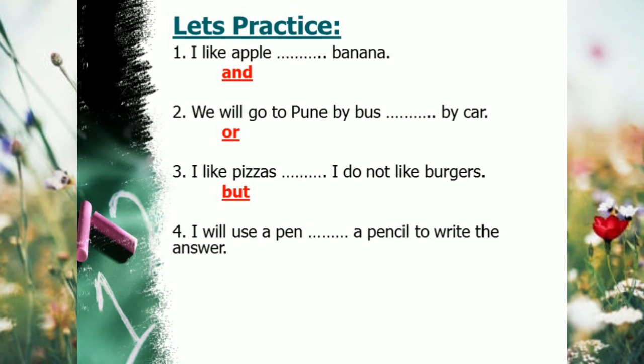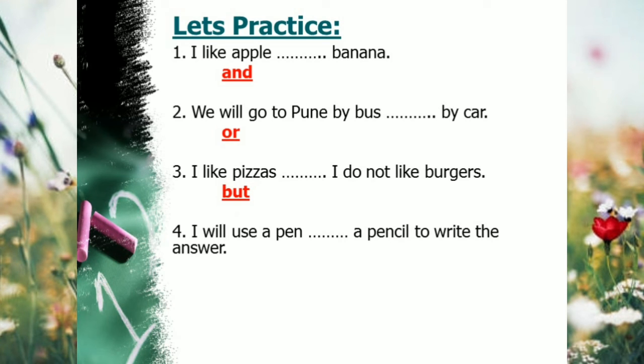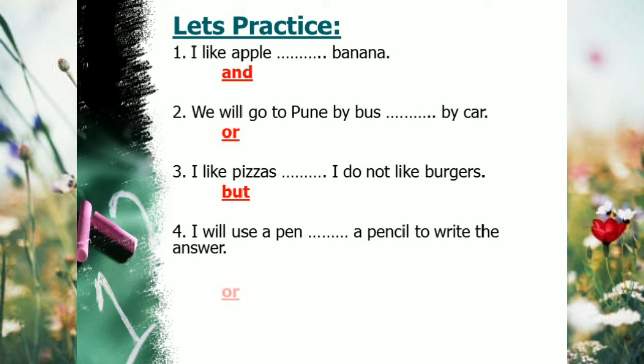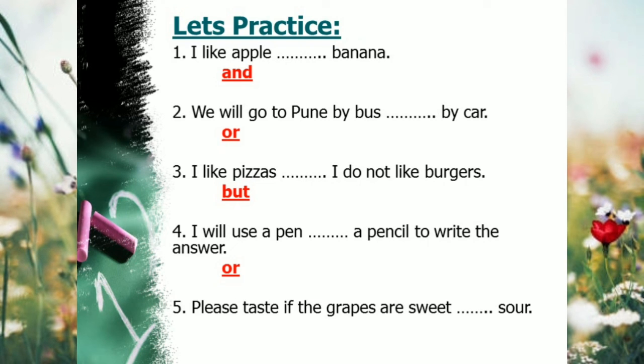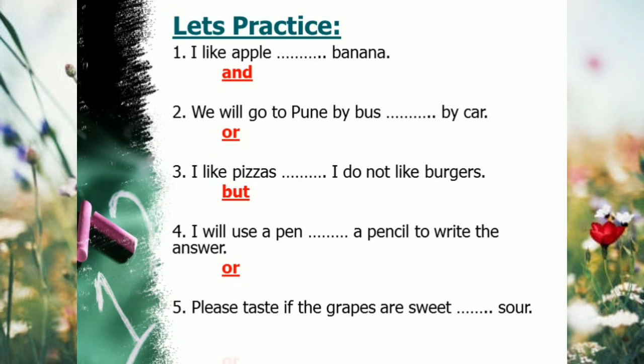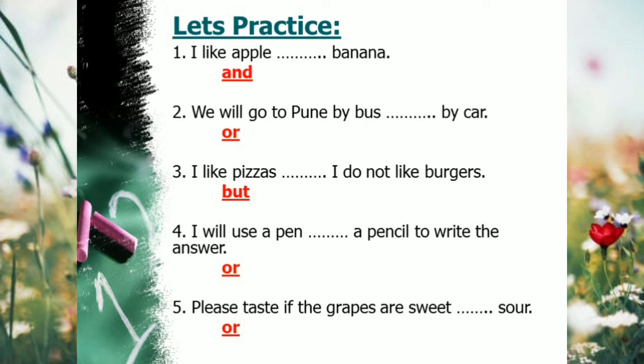The fourth one, I will use a pen, a pencil to write the answers. At any particular time, you can use only one thing, a pencil or a pen. So therefore, the answer will be or. The fifth one, and that is the last one, please taste if the grapes are sweet, sour. Here we are talking about the difference between two things, and the options are also given, sweet and sour, opposite things. So we will use or.